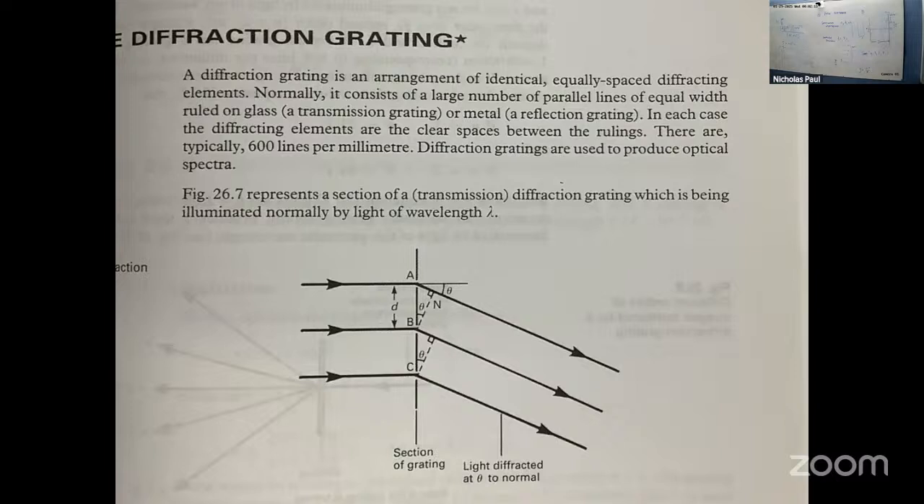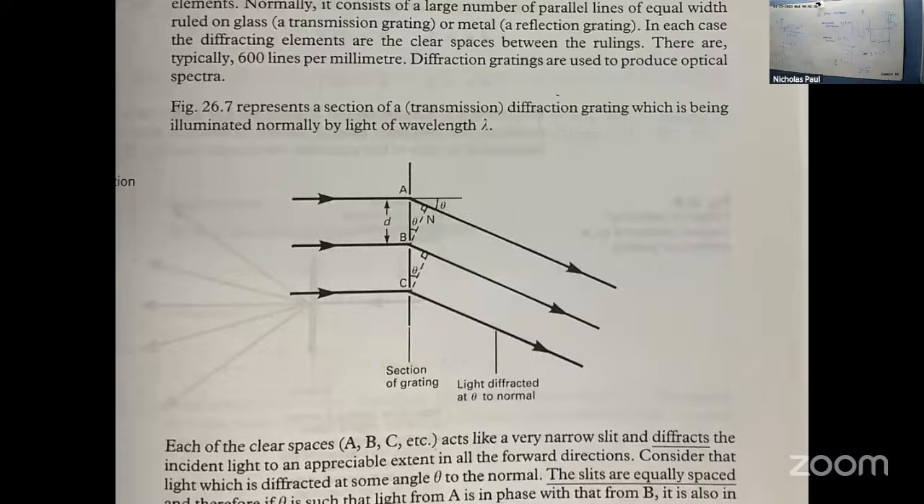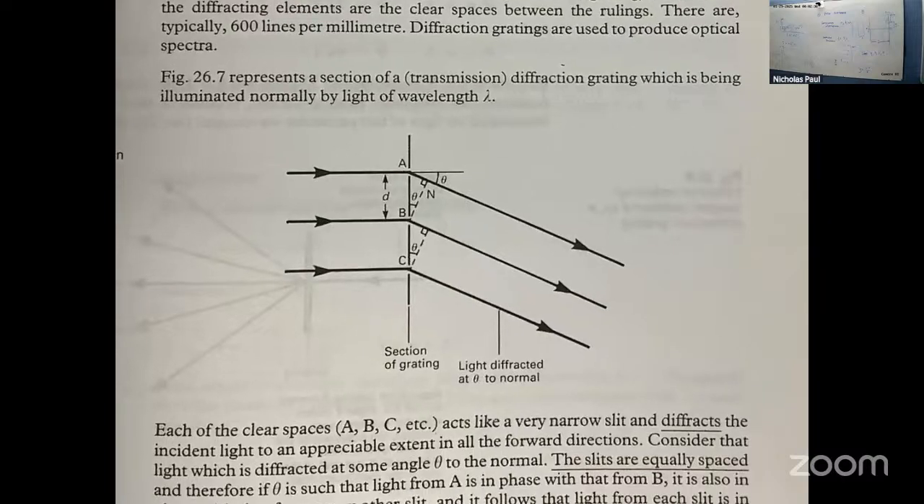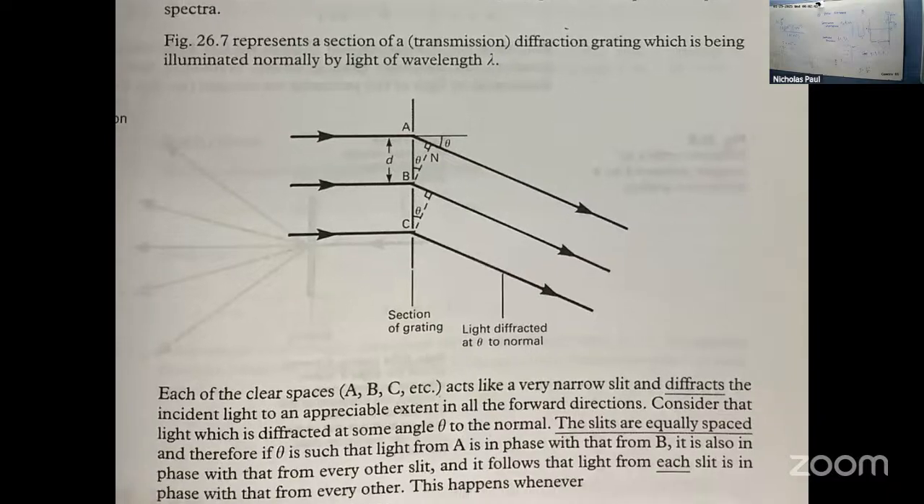A transmission grating or metal, right? In each case, the diffracting elements are the clear spaces between the rulings. There are typically 600 lines per millimeter. That's an example, right? Diffraction gratings are used to produce optical spectra. Figure 26.7 represents a section of a transmission diffraction grating, which is being illuminated normally by light of wavelength lambda.